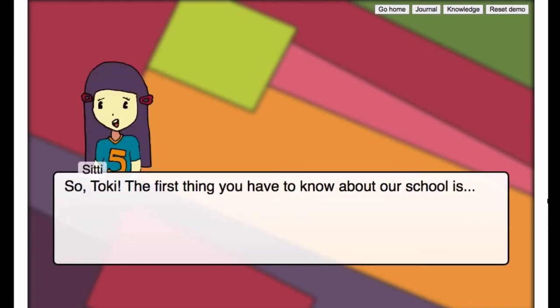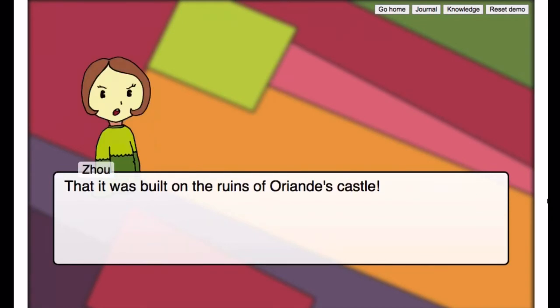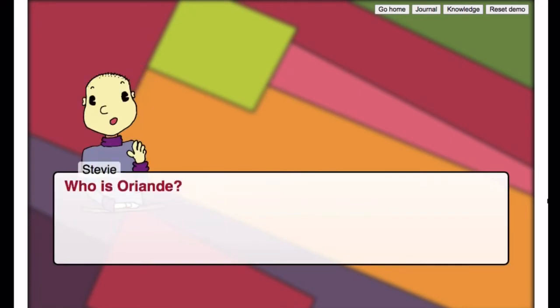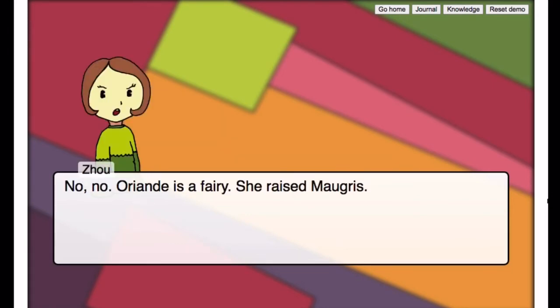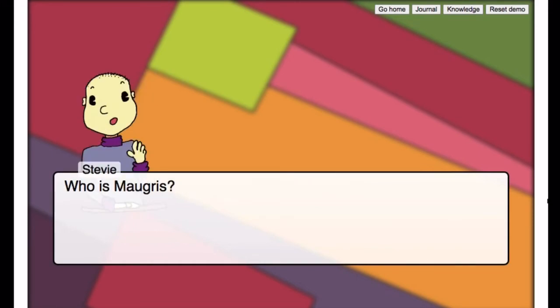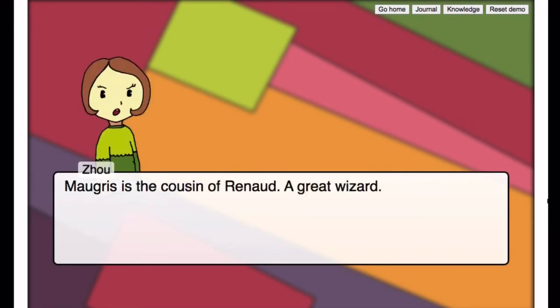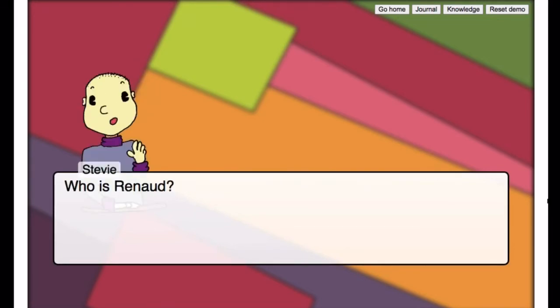So, Toki, the first thing you have to know about your school is that it was built on the ruins of Oriande's castle. Who is Oriande? Oriande is Chief Exploration Officer of Eastern Orion. No, Oriente is a fairy. She raised Maugris. Who is Maugris? Maugris is the cousin of Renault, a great wizard. Who is Renault?